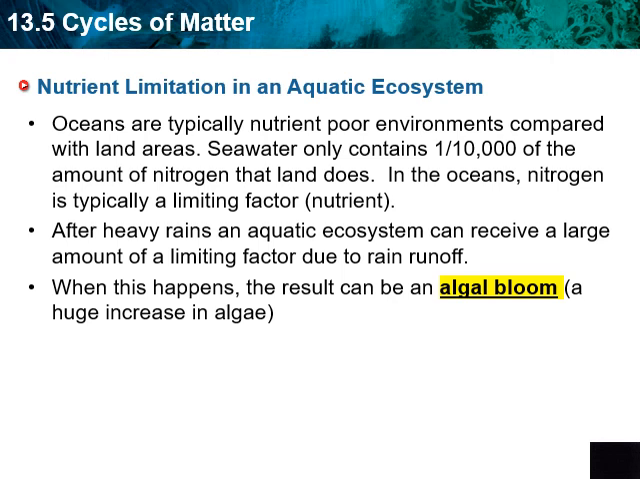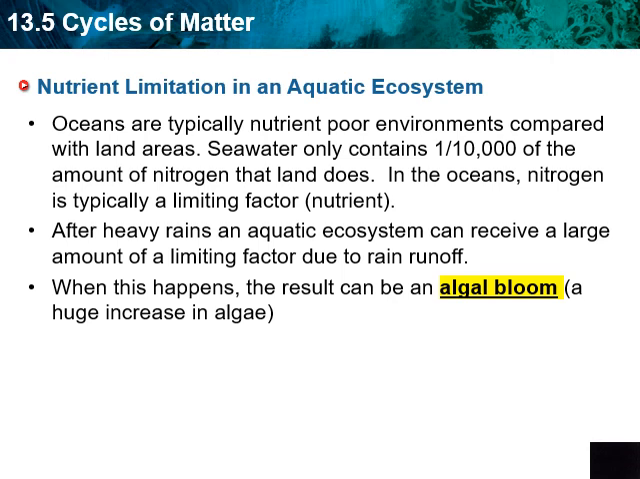Now, because of this, the plants in the ocean can start to grow out of control because they're getting a lot of these nutrients that they don't normally get. So when this happens, the result can be a thing called an algal bloom, which is a huge increase in algae, and that's important to remember. Usually they have some kind of reading on the EOC about if the ocean receives a limiting nutrient, what can happen, and that's called an algal bloom. The plants in the ocean start to grow out of control.